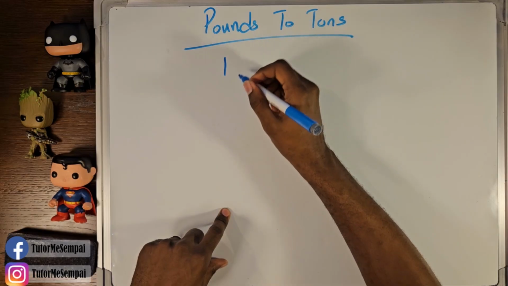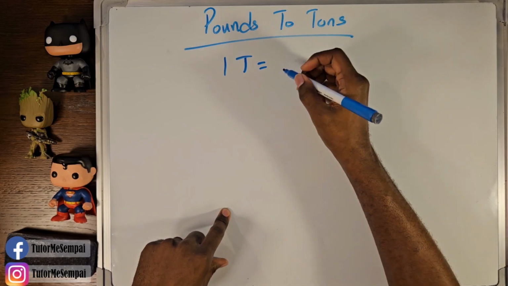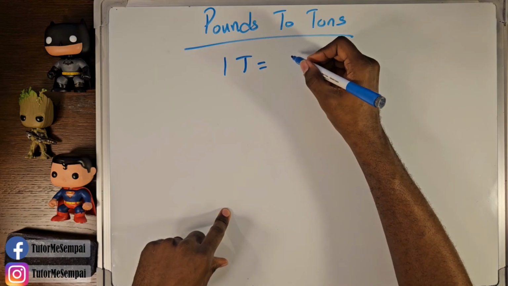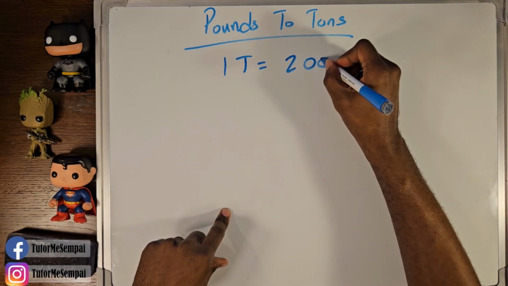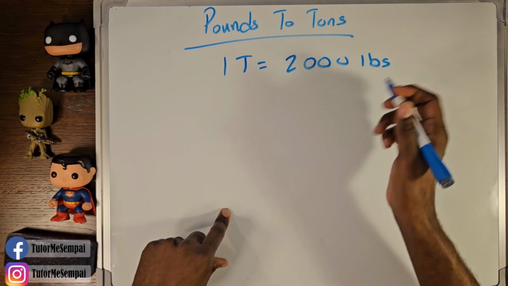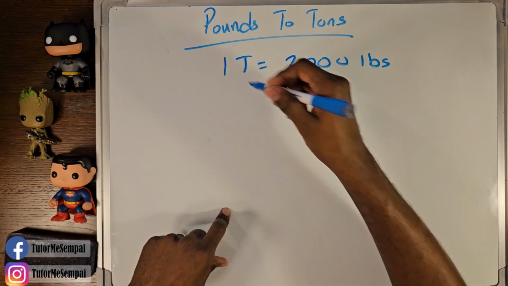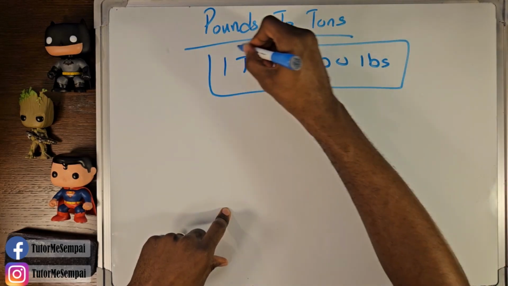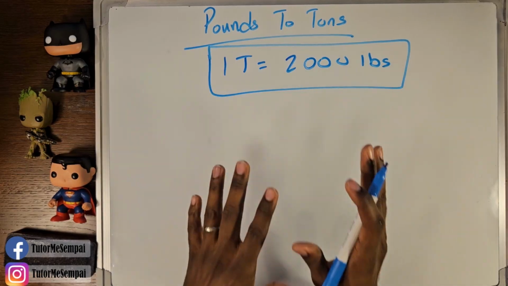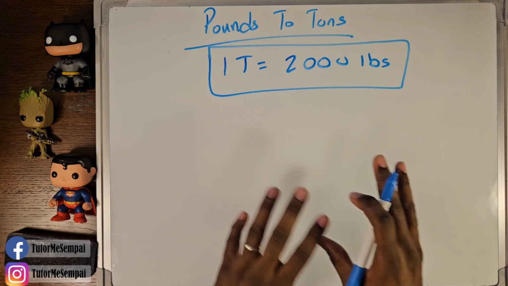So 1 ton, T is going to be the abbreviation or shorthand for ton, is going to be 2,000 pounds. So LBS, pounds. So 1 ton is going to be 2,000 pounds. This is going to be our basic unit conversion for these exercises. With this, we can go from pounds to tons and tons back to pounds.